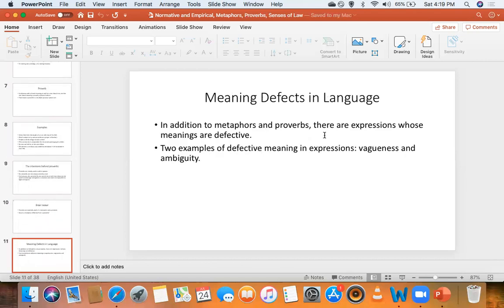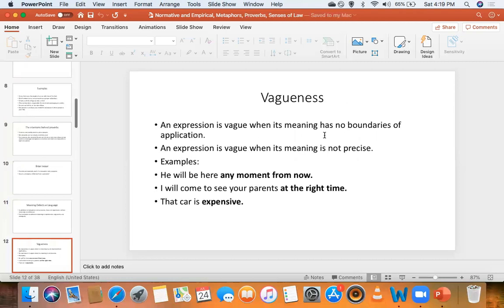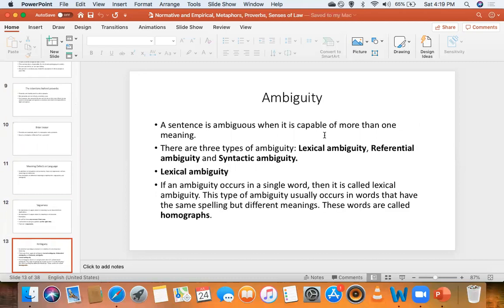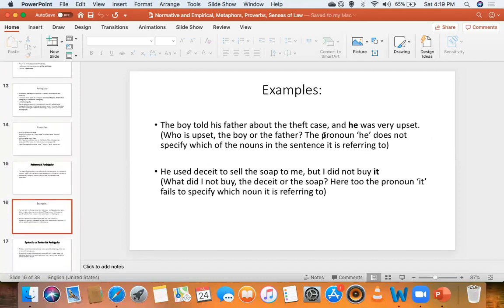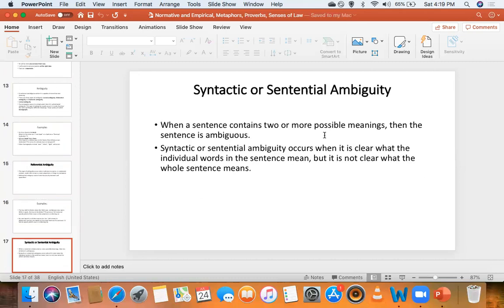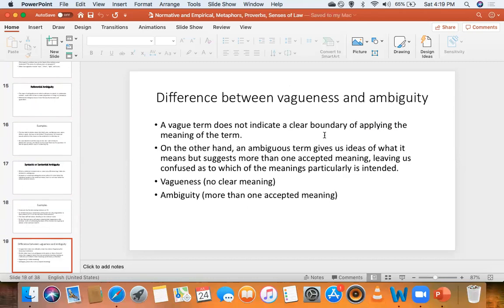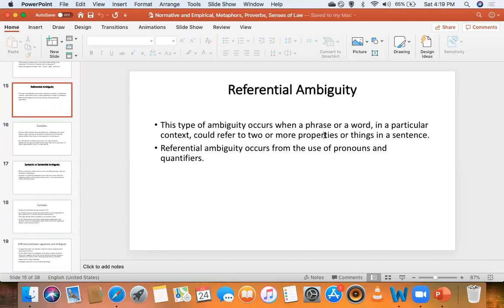Then we went to meaning defects in language. We saw vagueness. An expression is vague when its meaning has no boundaries of application. An expression is ambiguous when it is capable of more than one meaning. We saw different types of ambiguity. We saw referential ambiguity, syntactic or sentential ambiguity, and then we saw the other ambiguity.